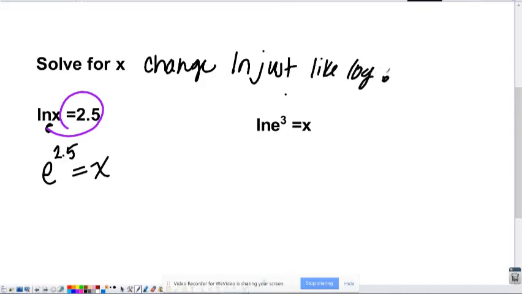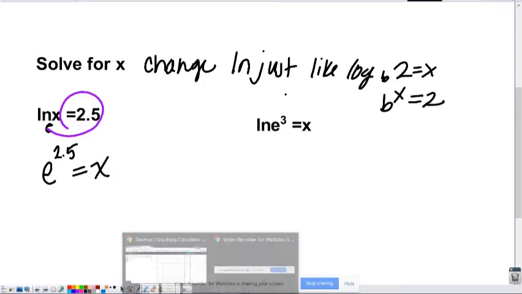Okay, so when we did log base b of 2 equals x, remember you did b to the x equals 2, you did the swoopy thing. I can do the same swoopy thing here. And so then this is now a calculator problem. So e to the 2.5 equals x.